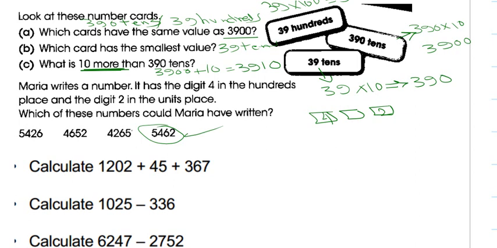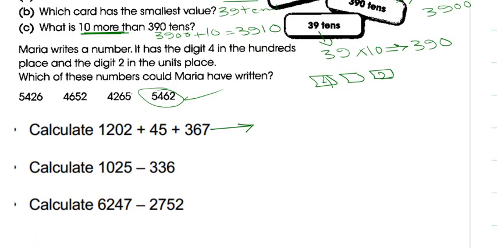Calculate 1202 plus 45 plus 367. If you want to add correctly, you have to write the numbers from the right. For example, I will write the numbers from the right, like that. I will write 1202 as 2021, 45 as 54, and 367 as 763. This method helps you to add each place value with the suitable place value.